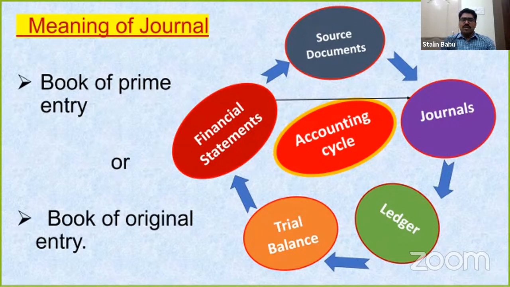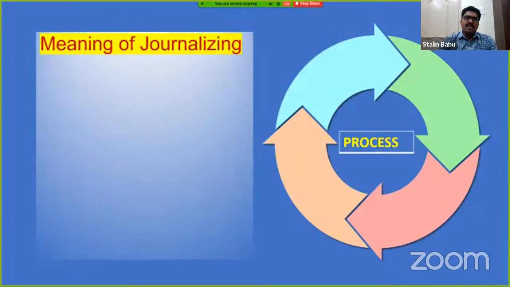That's why it is also called the book of original entry. Journal is nothing but a daily record. It is a book in which we record the business transactions in chronological order. It is also called the book of prime entry or book of original entry.